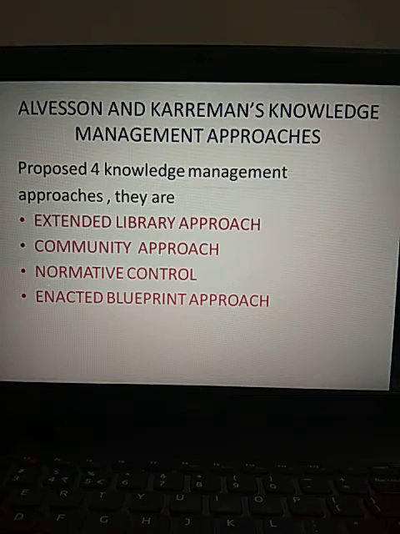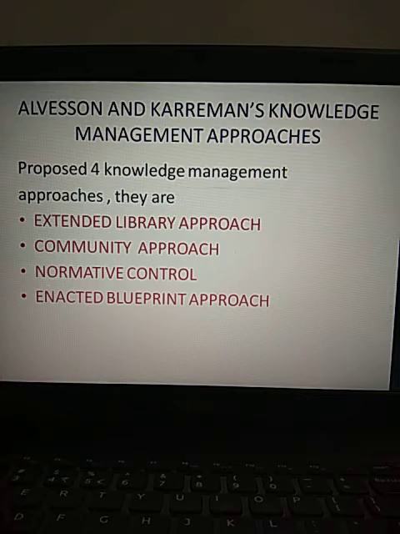Under the extended library approach, employees are encouraged to share knowledge and experience with their co-workers. It is actually a top-down approach. From the senior level management to the junior level, the flow of knowledge would be there. The extended library approach mainly depends on IT, or information technology systems.